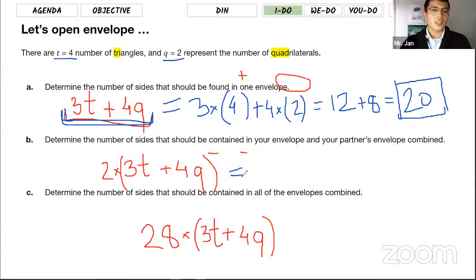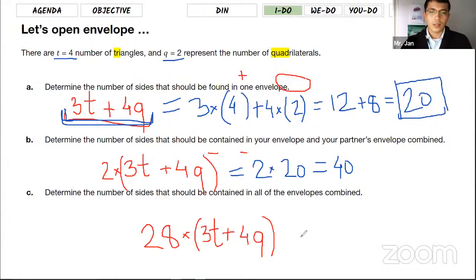Instead of plugging all of these 4 and 2 into these variables, there is an easy way to do it. I already know how many sides are in each envelope. It's 20. Because I'm trying to find it for 2 students, you and your partner, you just need to multiply each envelope by 2, and you're going to end up with 40 sides for 2 envelopes.